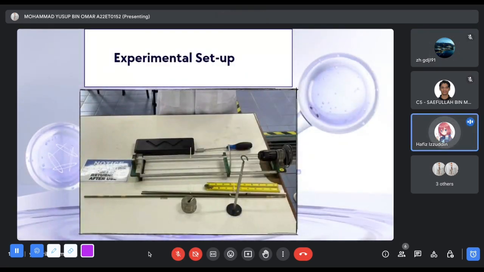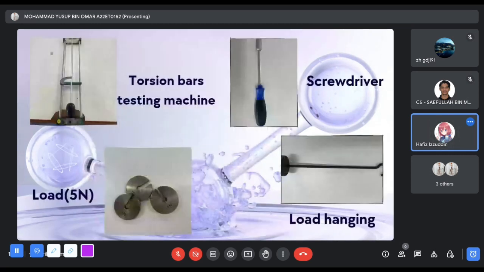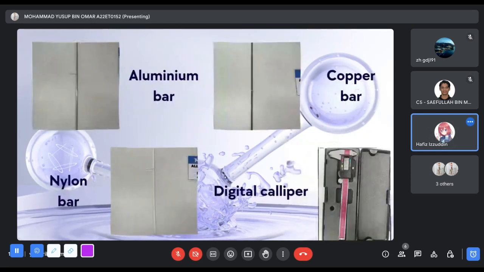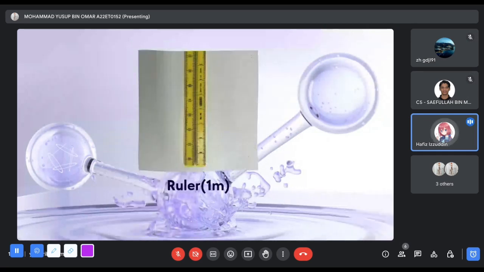So for the experiment setup, the apparatus that we use in this experiment. First we have a torsion bar testing machine, a screwdriver, a 5 Newton load, and a load hanger. Next we have an aluminum bar, copper bar, nylon bar, and digital caliper. And lastly we have a 1 meter ruler.